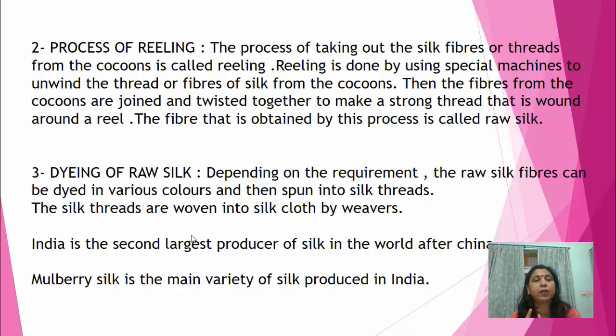The third step is dyeing of raw silk. Dyeing means it is colored, because natural silk is very dull in color, means creamish or brownish, very faded colors are there, and we have seen silk in vibrant colors. Bahut chatak rangon mein bhi humne silk dekha hai. To wo silk naturally nahi hota hai ki magenta color ka hai ki blue color ka hai.